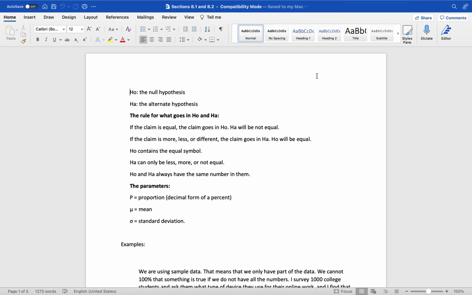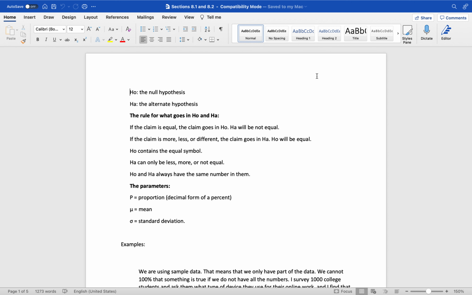Okay, sections 8.1 and 8.2 are about hypothesis testing. H0 is called the null hypothesis. HA is called the alternate hypothesis. The rule for what goes in H0 and HA: if the claim says equal, then the claim goes in H0 and HA will be not equal. If the claim is more, less, or different, the claim goes in HA.